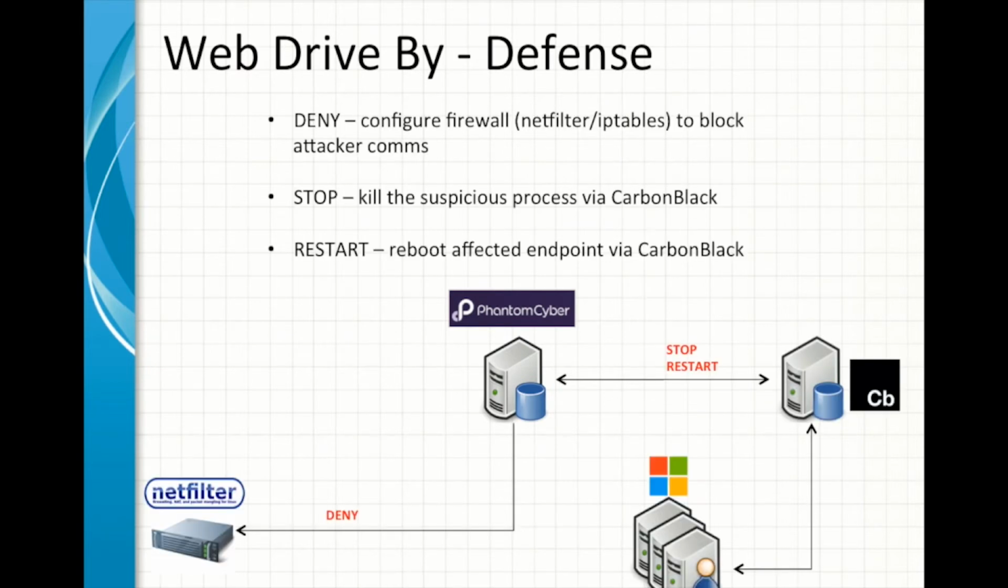If the Phantom workflow determines that there are command and control channels established by an attacker, a deny command is issued to the firewall to block the suspected source address. For this scenario, we are simply adding a rule to iptables. A stop command is also issued to Carbon Black to kill any processes with connections to the suspected attacker. The restart command is then issued to Carbon Black to reboot any affected endpoints.